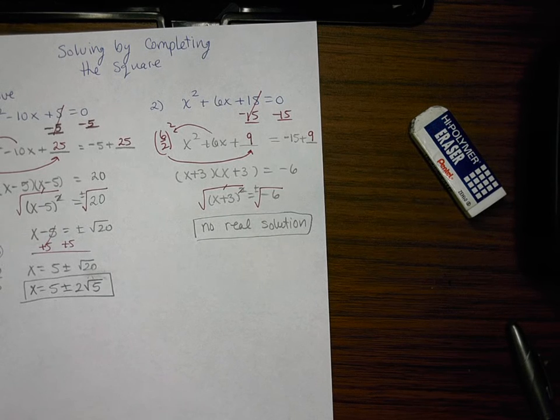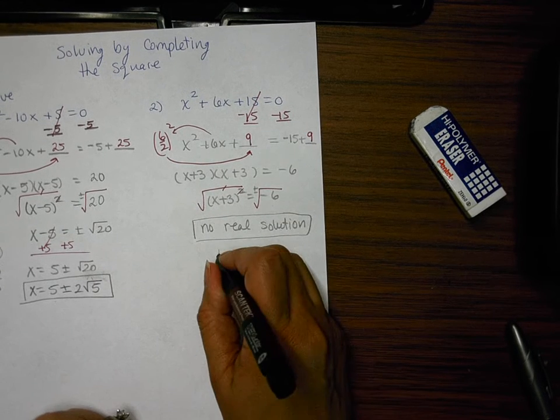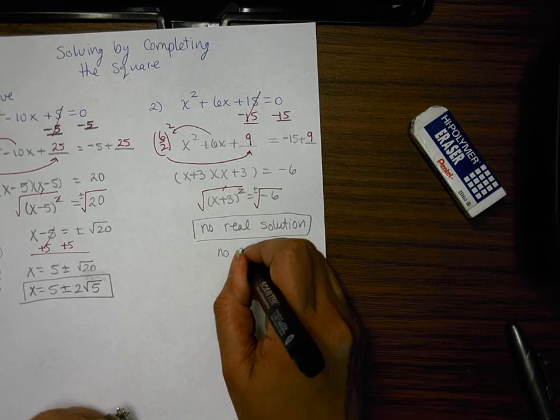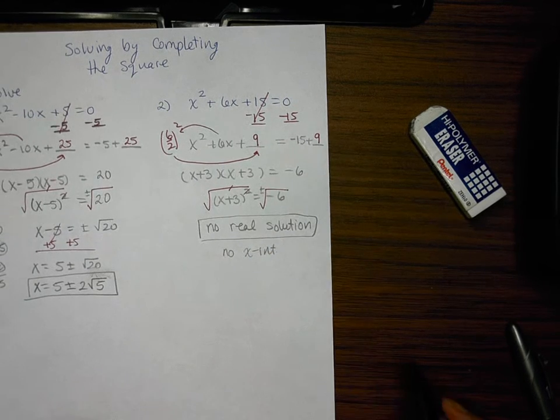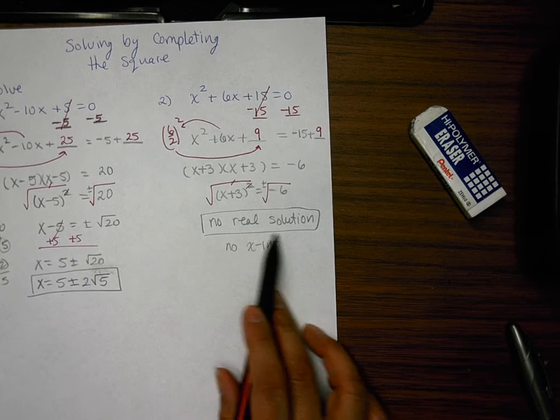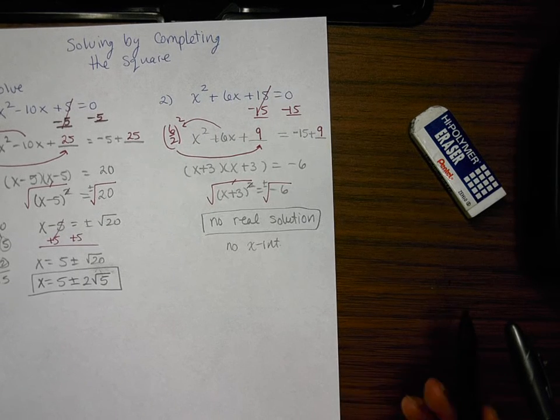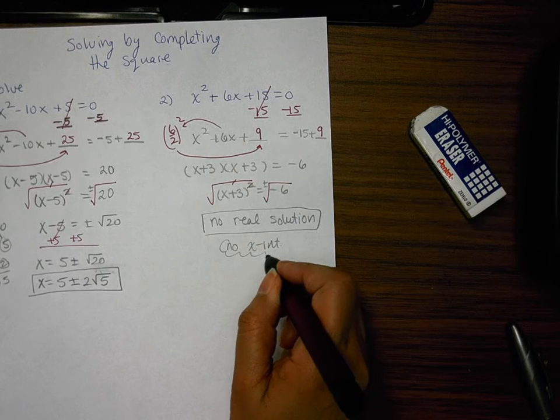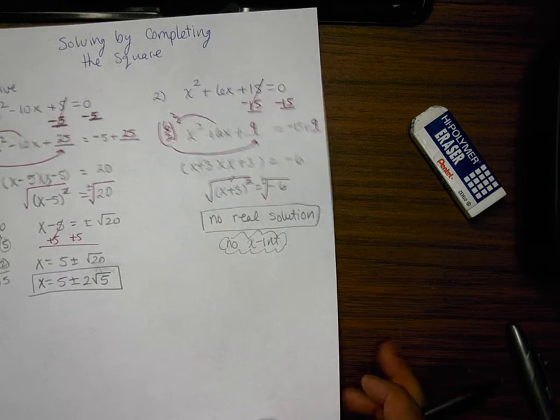What does a no real solution mean when we come to graphing? When it comes to graphing, there's going to be no x-intercepts. Eventually these are going to be x-intercepts. For us, no real solution means no x-intercepts, which is possible. We have had parabolas with no x-intercepts before.